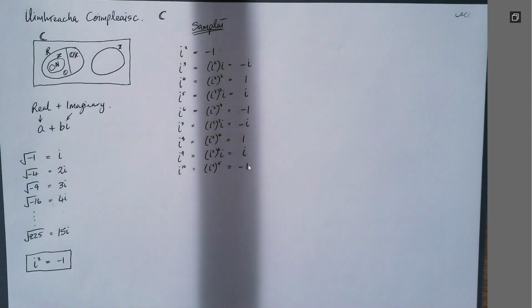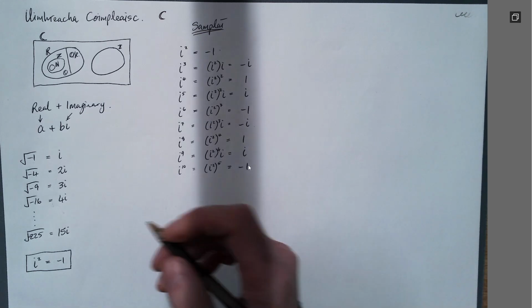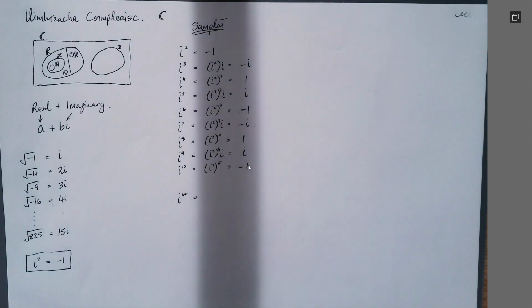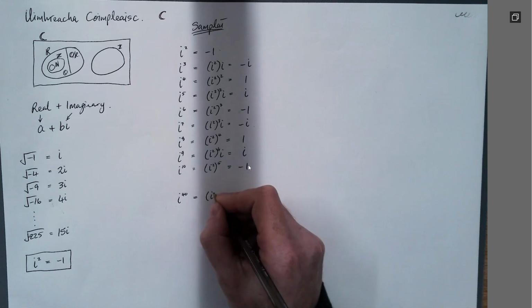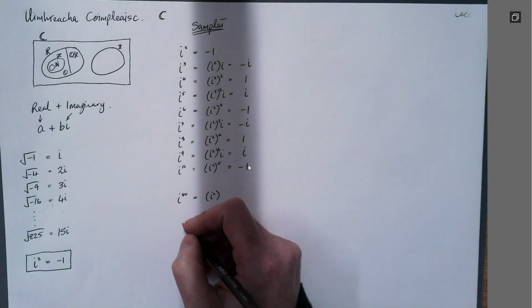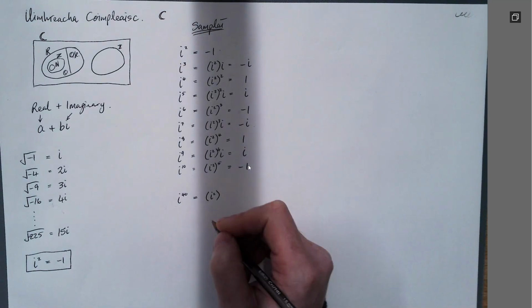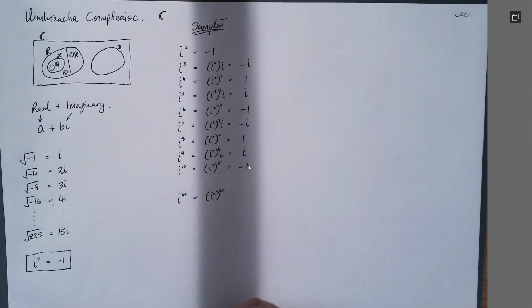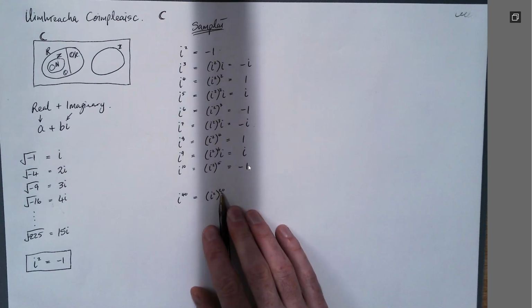And so on. Now, how about if I ask you what I to the power of 40 is? Can we work it out? So we break it down. We reach I squared, so we can take I squared to the power of 20. I to the power of 40 is I squared to the power of 20. Because it's 2 by 20, so I to the power of 40.